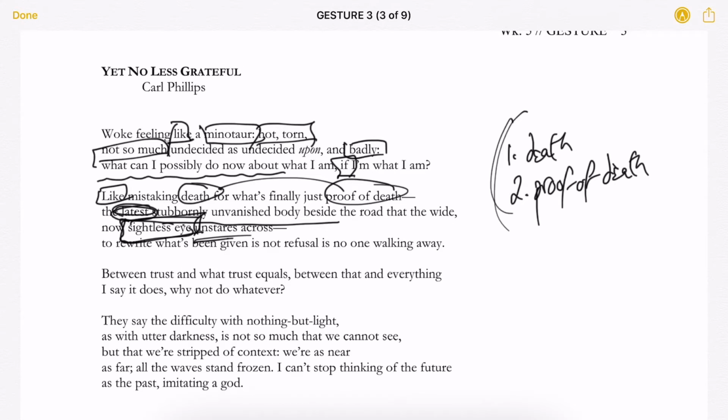To rewrite what's been given is not refusal, is no one walking away. And then look at this next stanza. Between trust and what trust equals, between that and everything I say it does, why not do whatever?